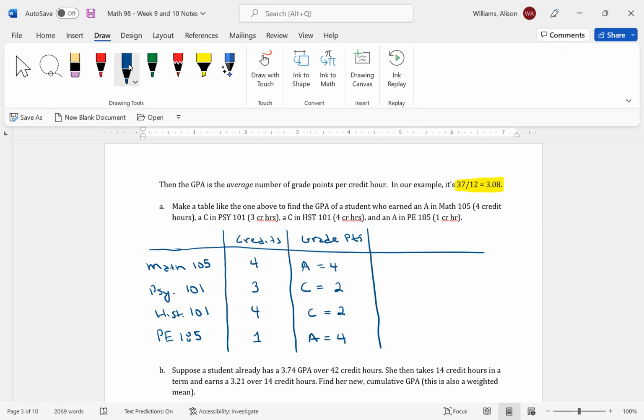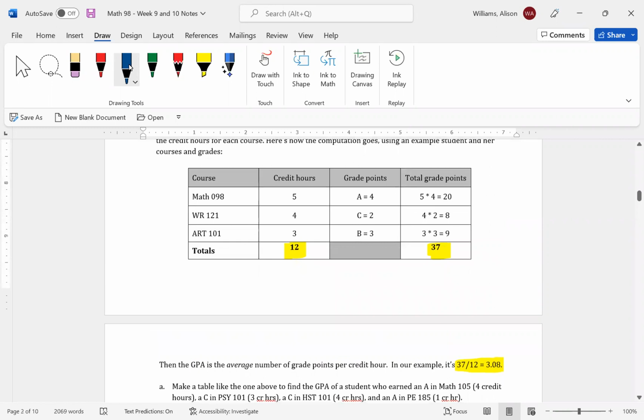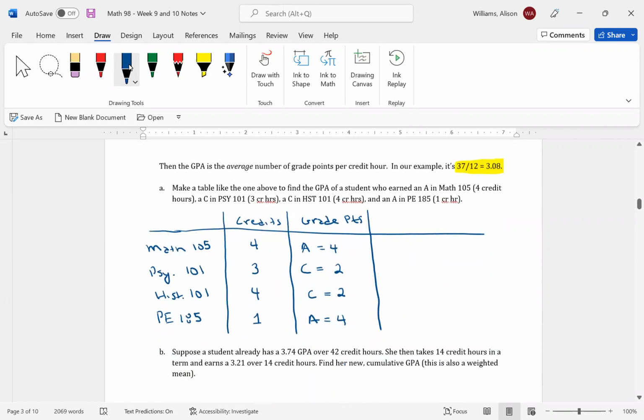So what we're going to do is multiply the grade points times the credit hours, and that's what they're calling the total grade points, which I'm abbreviating as PTS. So that's going to be 16 for the Math 105. 3 times 2 is 6, 4 times 2 is 8, and 1 times 4 is 4. Okay, so we're going to total those. I'm kind of running out of space, but that's okay. So let's see, 16 plus 6 plus 8 plus 4, I get 34.